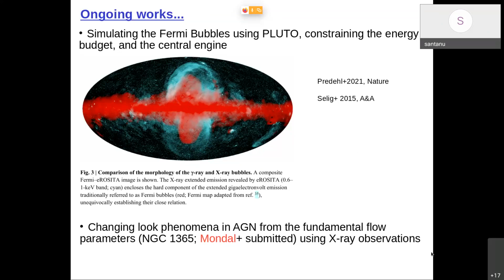Along with this, I am also trying to see how the changing look phenomenon in active galactic nuclei occurs from X-ray observations. Recently I studied NGC 1365, and we saw that the accretion rate change can show this type of changing look behavior, where we see a change in column density or absorption line features. We found that when the accretion rate increases, the hydrogen column density along the line of sight is low, and we derived that this can be due to a failed wind scenario from the disk.